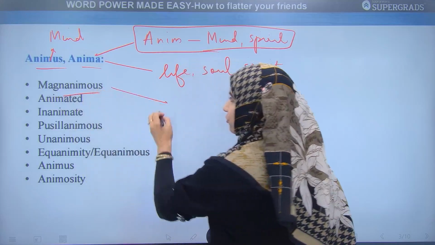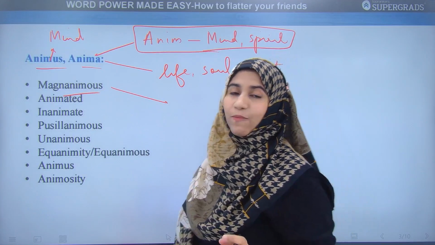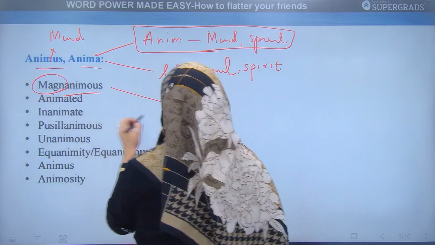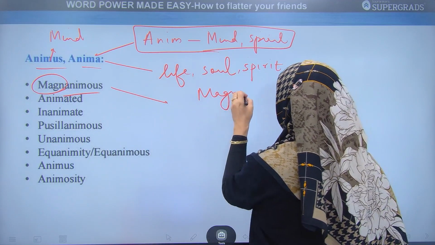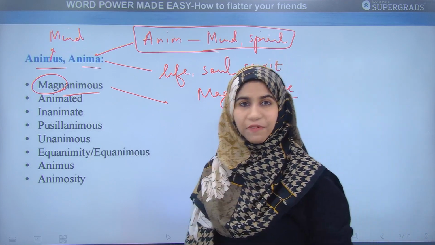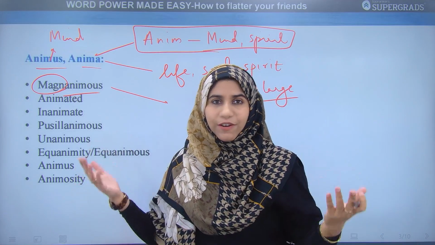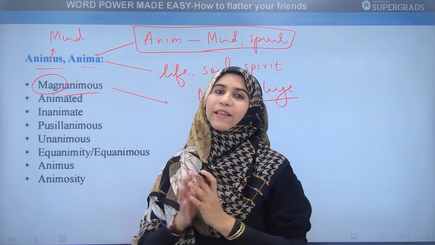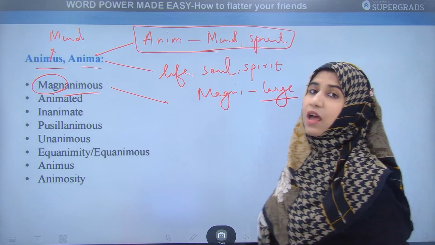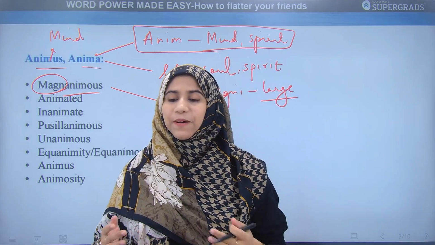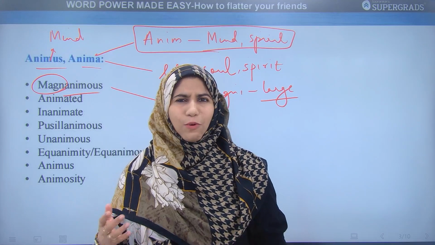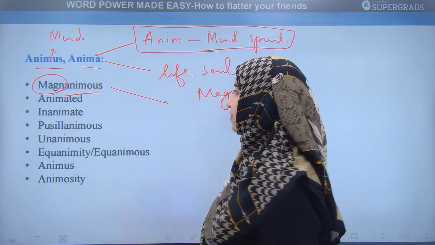Magnanimous, I think I told you beforehand in my previous sessions, comes from one root, anim, and magni. I think you already know magni. Magni means large, as in magnify, magnitude. And anim is a spirit or soul. So anyone who is magnanimous is a very large-hearted, large-spirited person. A person who is very generous, a very caring and sharing kind of person, doesn't hold grudges. We have already discussed this word.